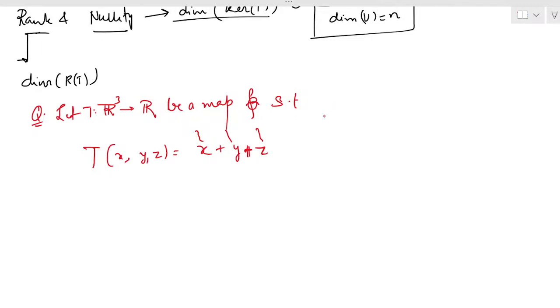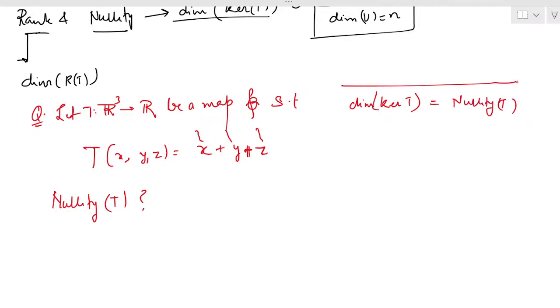This is one of the linear transformations, and we want to know the nullity of T. In order to find the nullity of T, one needs to see what all values of x, y, z, if I place them, I'll get a 0. The dimension of that particular space defines the nullity, right? So the dimension of the kernel of T would determine the nullity.